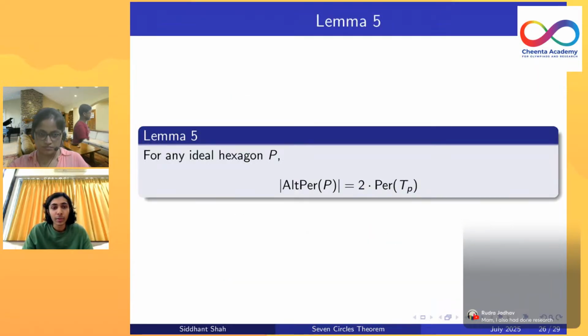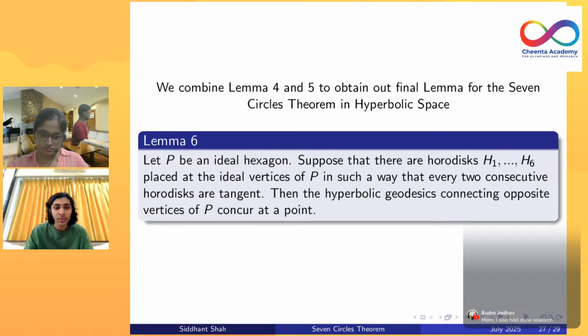Next slide. So based on this, we introduced another lemma, which was that for any ideal hexagon P, where an ideal hexagon is one where all the points are touching the boundary, that is the unit circle, the alternating perimeter's magnitude is always two times the perimeter of each and every triangle which we introduced before. Next slide now.